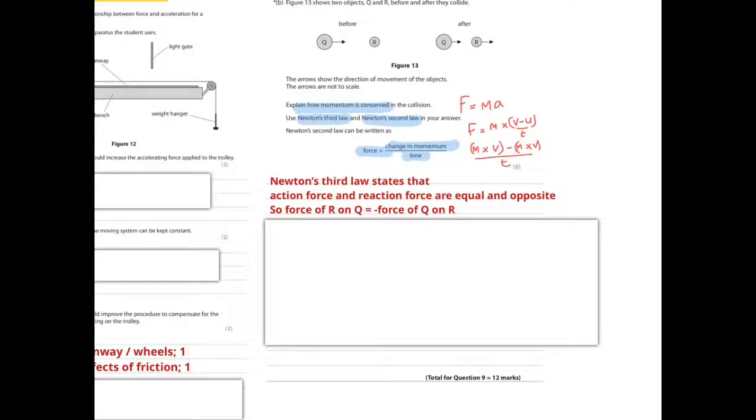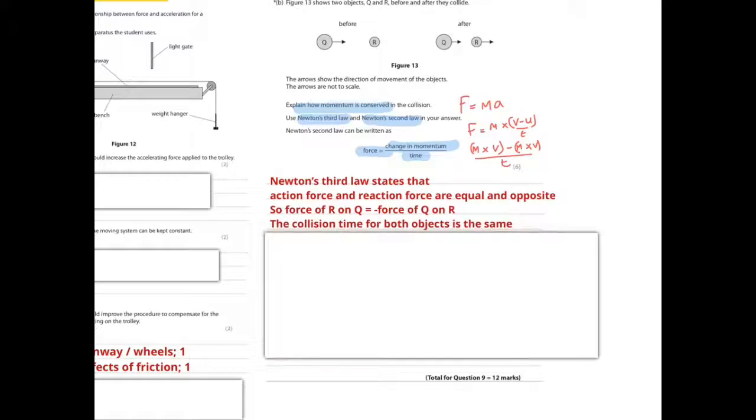So the force of R on Q, in other words, the force of this on this, is the same as the force of Q on R, or the negative force of Q on R. Remember, one force will be positive, the force acting in the opposite direction will be negative. You could have expressed that the other way around, that'd be fine. The collision time for both the objects is the same. They experience that force in the same amount of time.